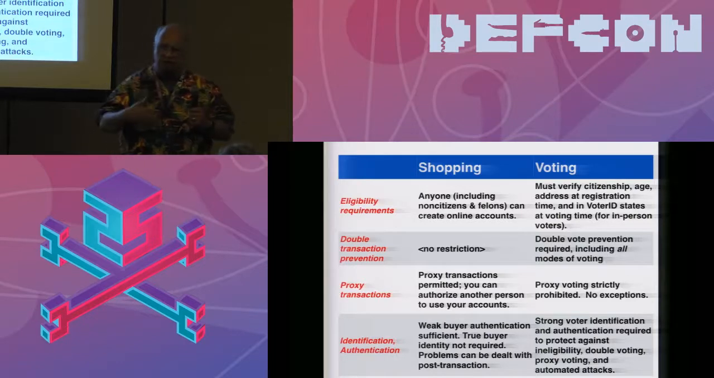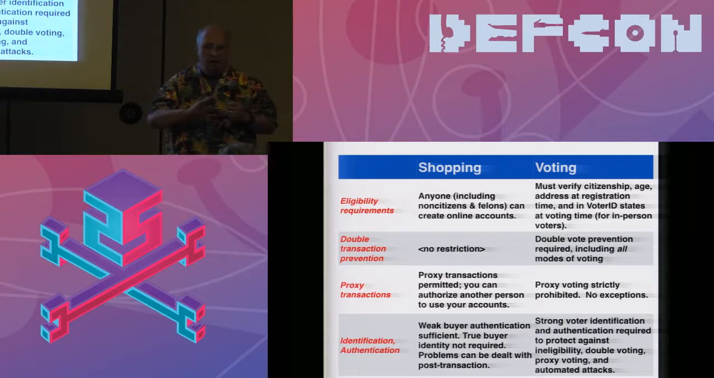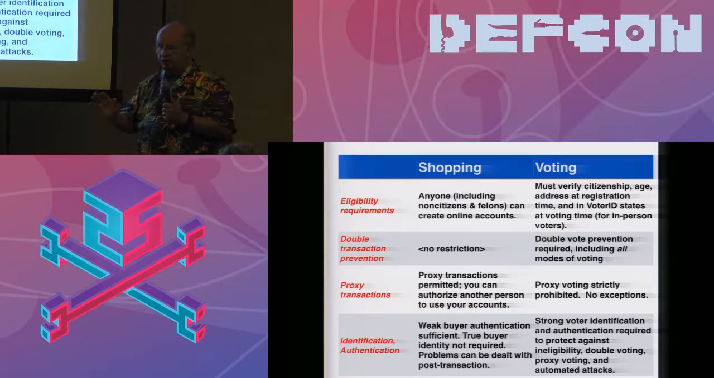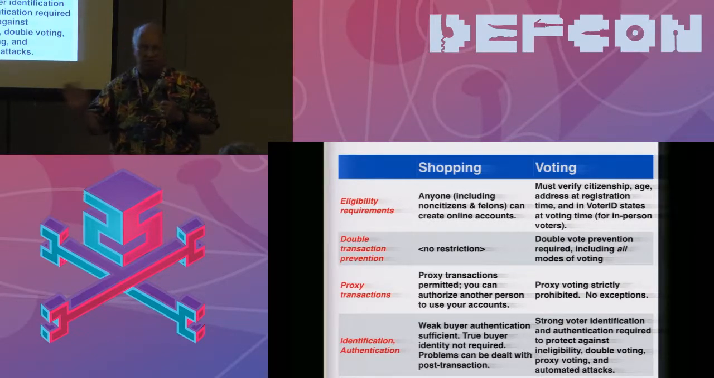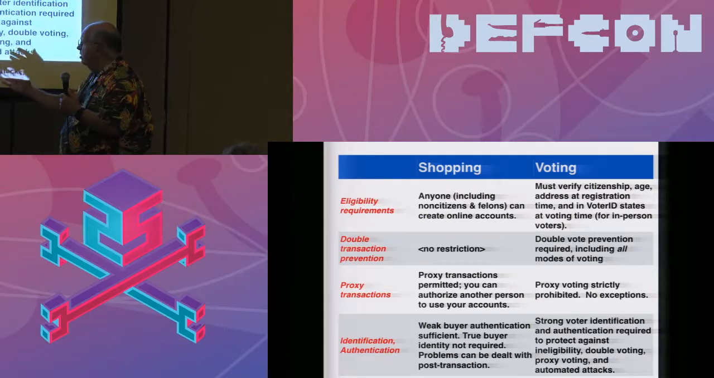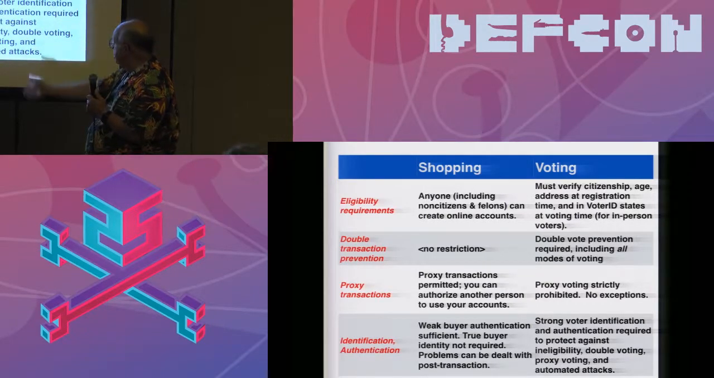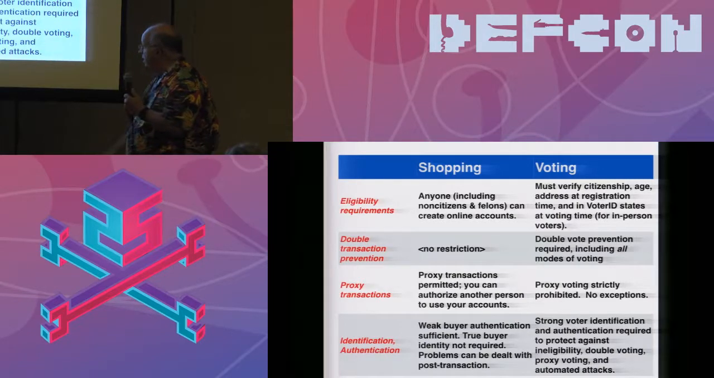Superficially, from an online transaction point of view, they sound very similar. And what I'm about to try to convince you of now is that they are not remotely similar, except in that superficial sense. So on the left side there are the categories of differences that I'm going to be talking about, and the middle column is shopping, and the right-hand column would be voting.